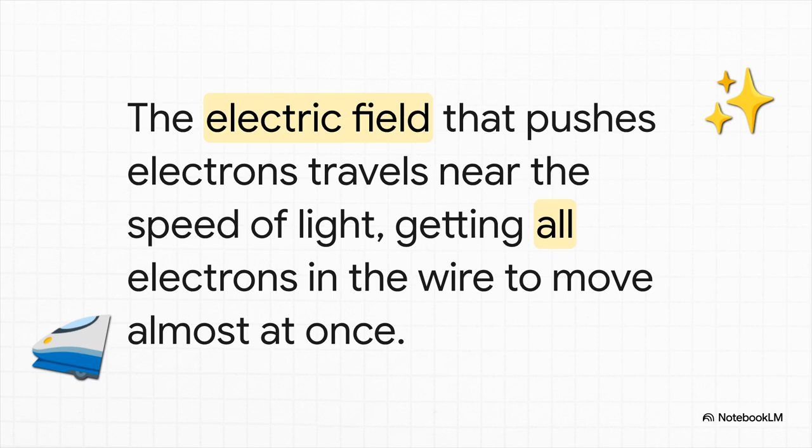When you flip that switch, the electric field, the signal to start moving, propagates through the wire at nearly the speed of light. That signal gets all the electrons everywhere in the wire to start drifting at the exact same time. It's like a hose that's already full of water. The instant you turn on the tap, water comes out the other end.